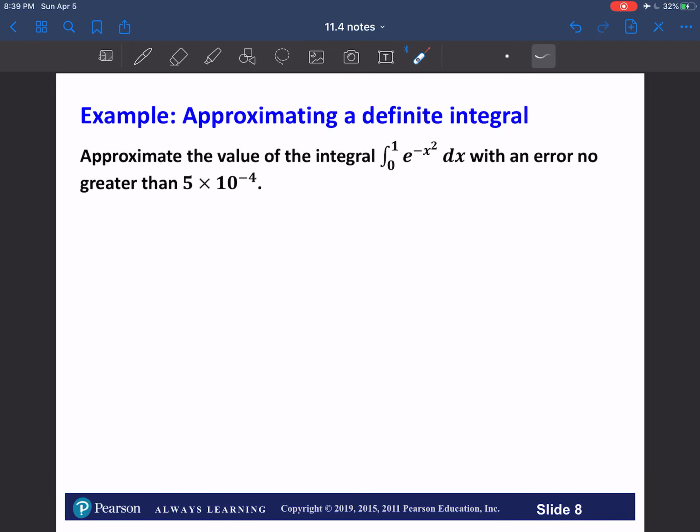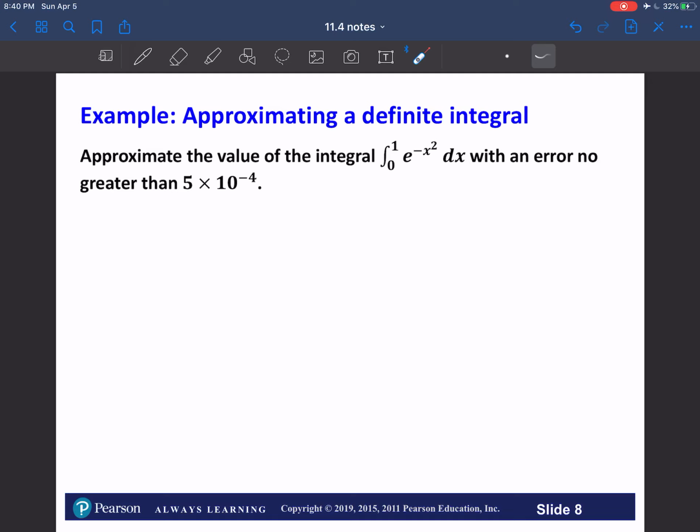This is a different application. We're now going to approximate a definite integral. So we are going to approximate the value of this integral with an error no greater than 5 times 10 to the negative 4th. So first of all, note that this integral is one that cannot be solved with the techniques that we have so far. There is no u substitution that works really nicely. Integration by parts is not going to work. There's not really a whole lot else you can think to try.